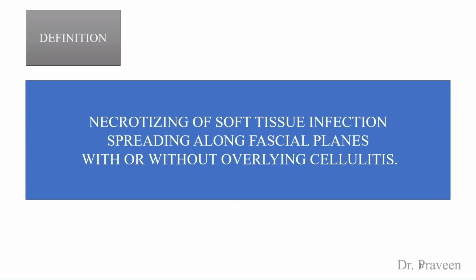Today I am going to talk on necrotizing fasciitis. By definition, necrotizing fasciitis is a soft tissue infection. It's a soft tissue infection spreading along the fascial planes with or without overlying cellulitis. I repeat, a soft tissue infection spreading along the fascial planes with or without the cellulitis is called necrotizing fasciitis.